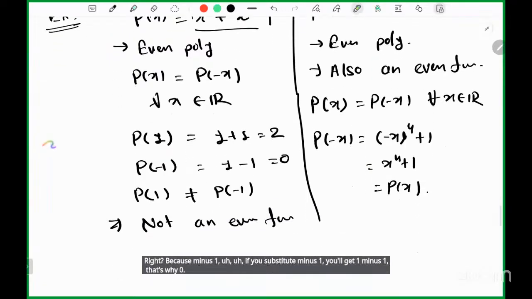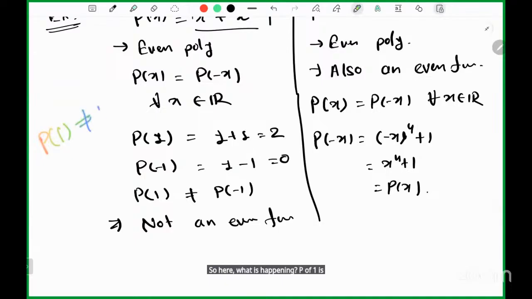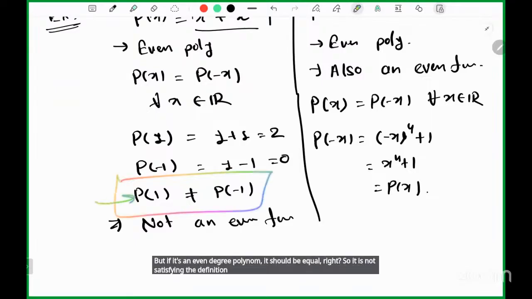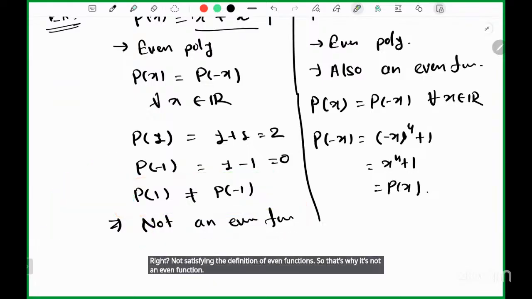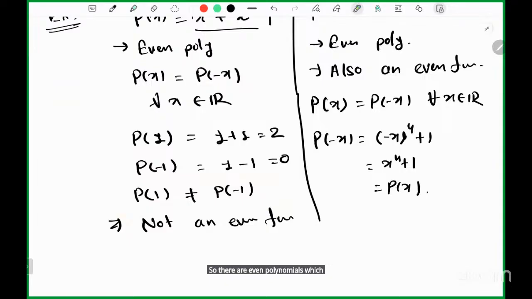So here what is happening? P of 1 is not equal to P of minus 1. But if it's an even function, it should be equal, right? So it is not satisfying the definition of even function. So that's why it's not an even function. So there are even polynomials which are not even functions. Okay, is that clear now?